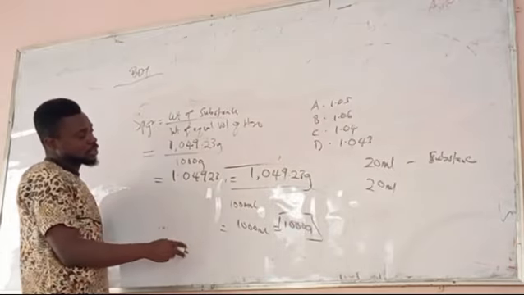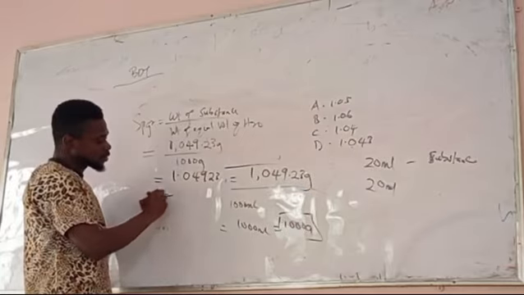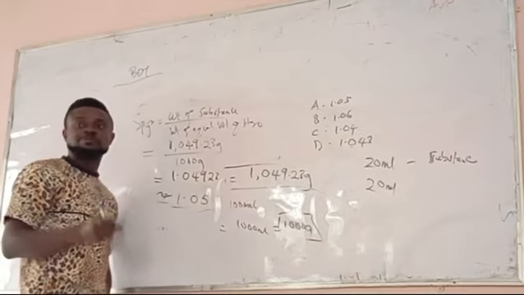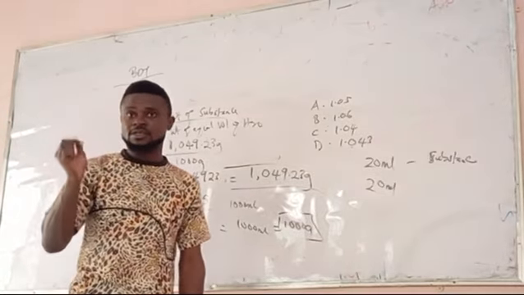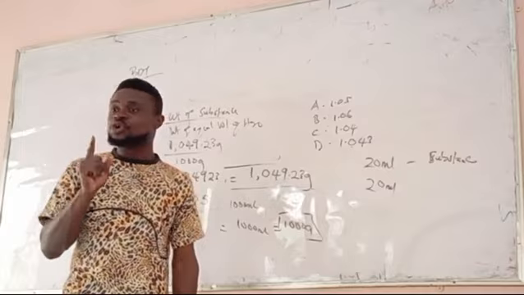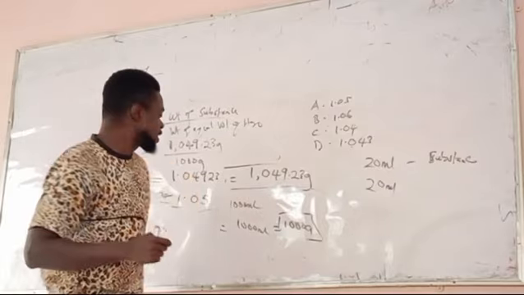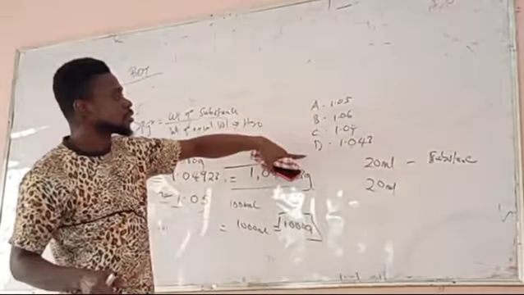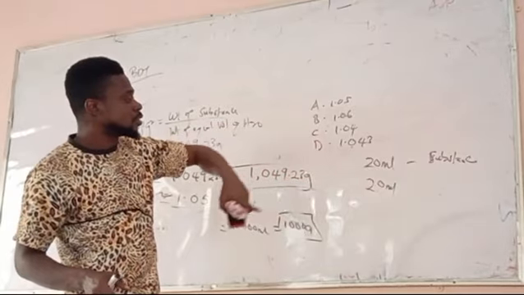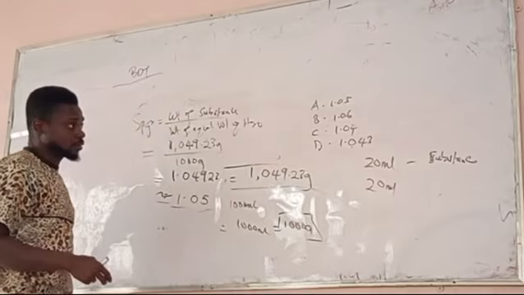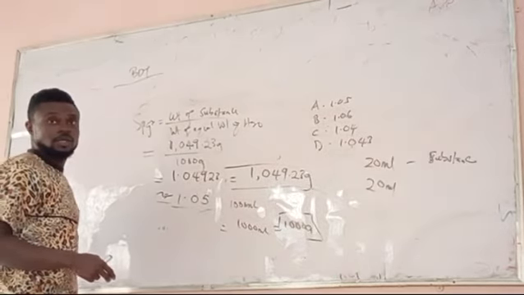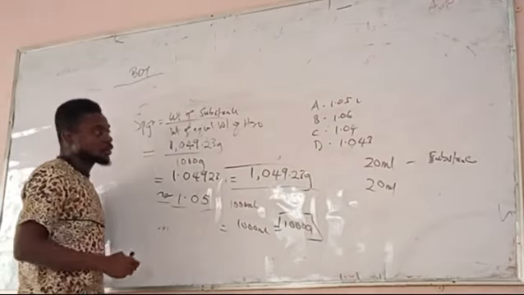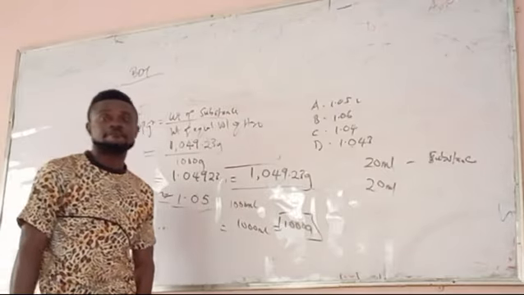Look at the options. If you approximate now, you will get 1.05. Please, specific gravity has no units. Is that clear? Now look at the options. What's the answer? It can't be D. It's A, right? The answer is A, because we approximate: 1.05.